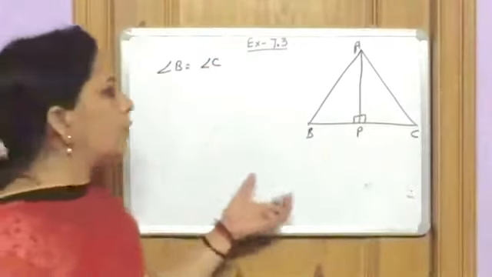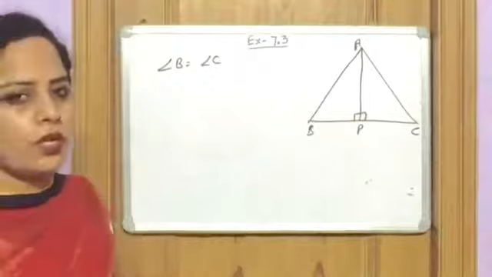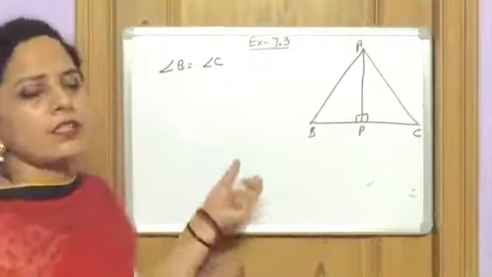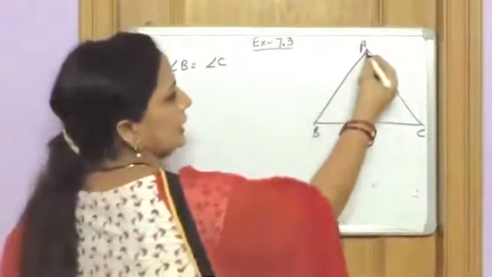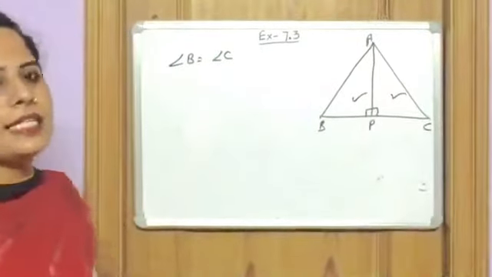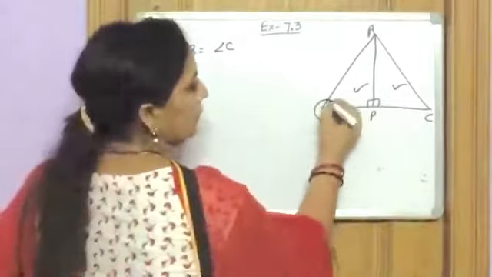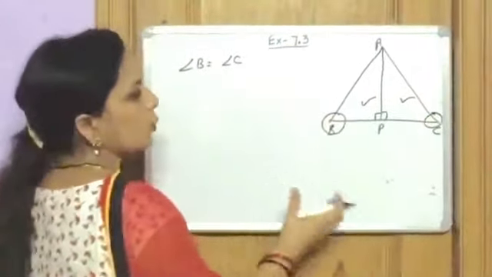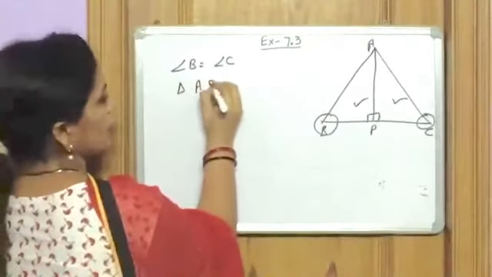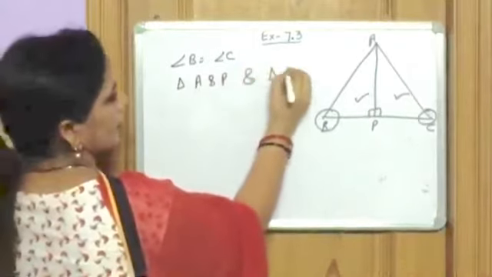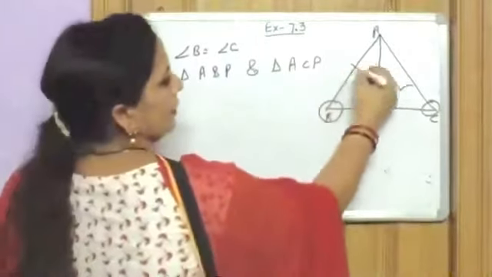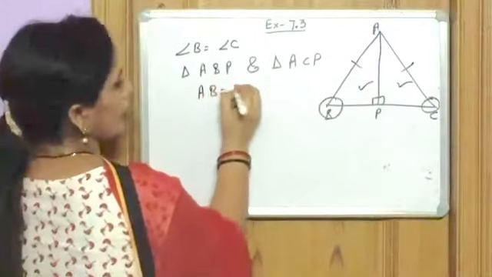In any figure, if you have to show any two terms equal, for this purpose, just show that the two triangles including these terms are congruent. If we prove these two triangles are congruent, then all their parts will be equal by CPCT. If you have to show that B is equal to C, just prove these two triangles congruent. So first of all, write the name of the triangles. Now find out three terms which will be equal. AB is equal to AC.